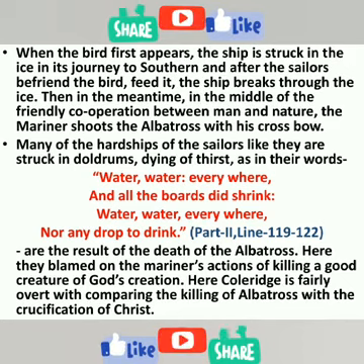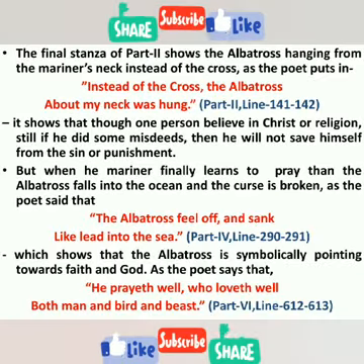Here, Coleridge compares the killing of the albatross with the crucifixion of Christ. So it is clear that all the hardships the mariners face are because of the killing of the albatross, which is an object of nature. In the final stanza of part 2, the poet shows the dead albatross hanging from the mariner's neck instead of the holy cross. The poet says, "Instead of the cross, the albatross about my neck was hung."